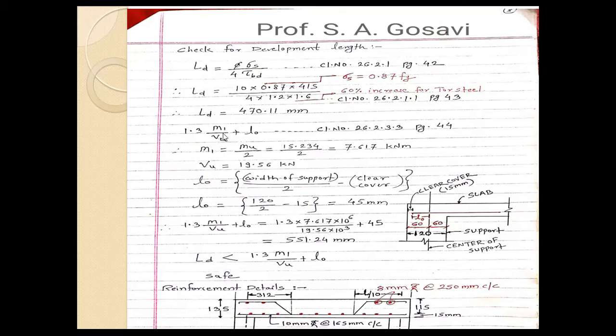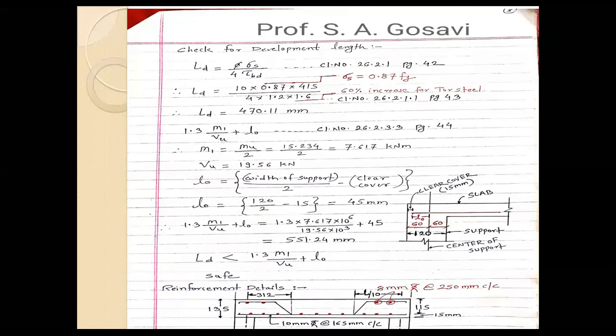Generally the value of M1 is calculated as M1 is equal to MU by 2. We have already calculated the value of MU. So MU is 15.234, divided by 2, it is 7.617 kilonewton meter. VU is 19.56 kilonewton. We have already calculated the value of VU in the check for shear.